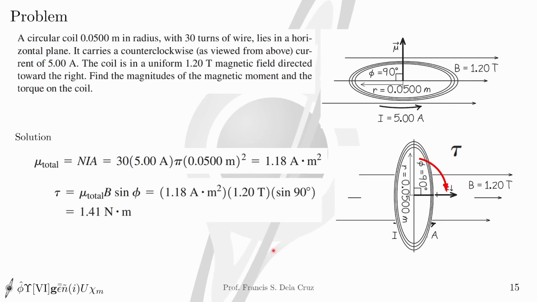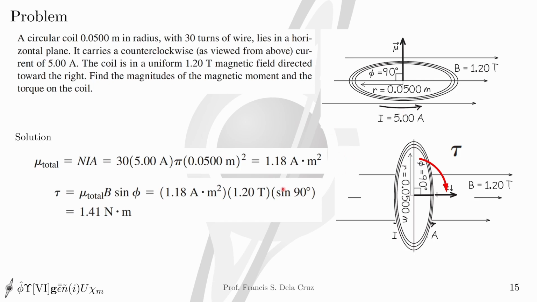A circular coil 0.05 meters in radius with 30 turns of wire lies in a horizontal plane. It carries a counterclockwise, as viewed from above, current of 5 amperes. Okay? So the current within the coil is 5 amperes. The coil is in a uniform 1.2 Tesla magnetic field directed toward the right. So this is the orientation. Find the magnitudes of the magnetic moment and the torque on the coil.